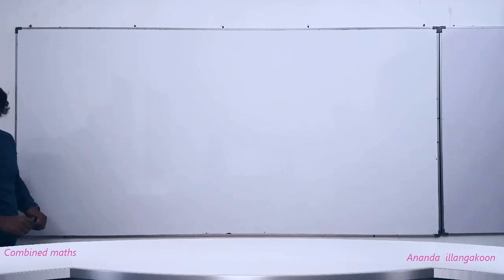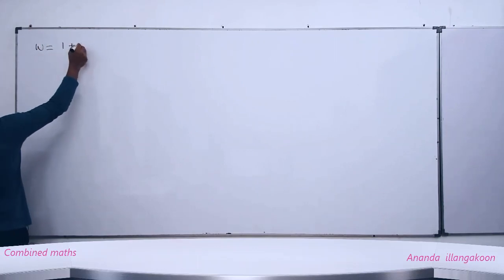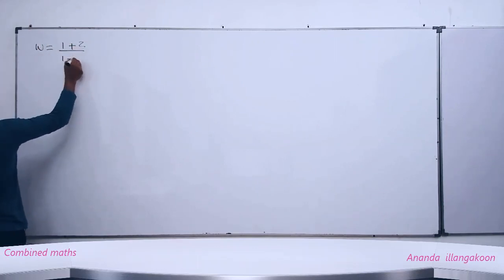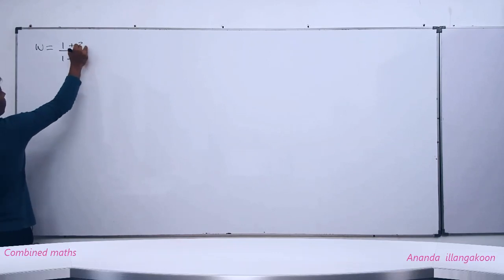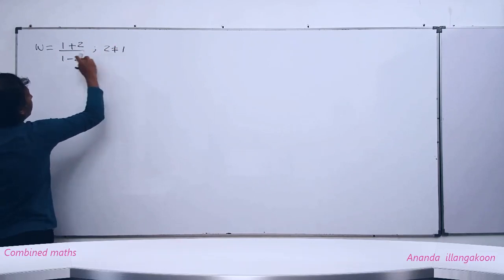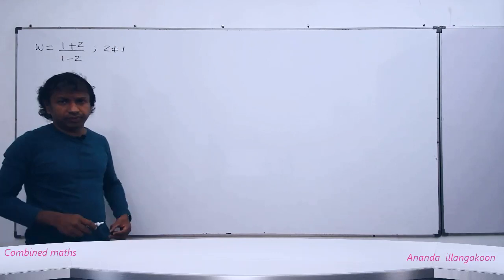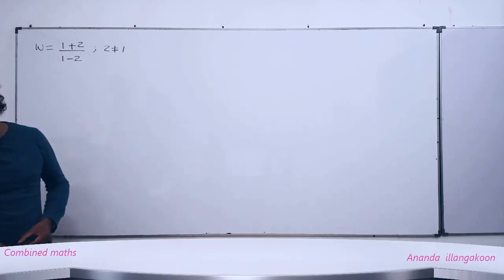Complex number W is given as (1 plus z) divided by (1 minus z). Here, given z not equal to 1, you know the reason. If z equals 1, the denominator is 0, and something divided by 0 is undefined. Yeah, z not equal to 1.